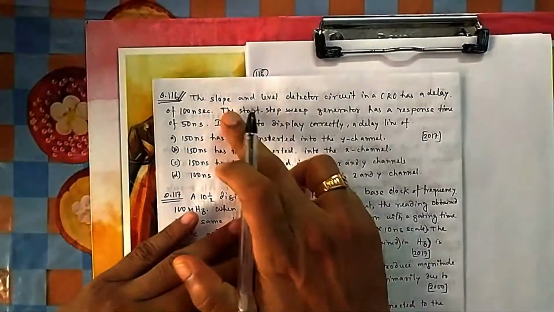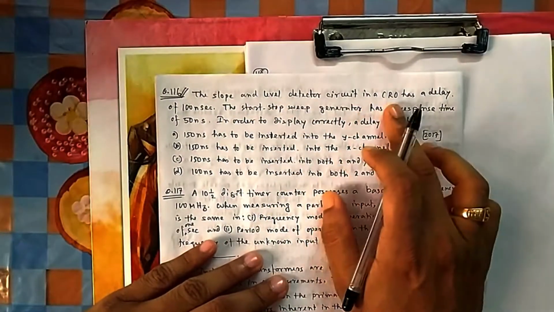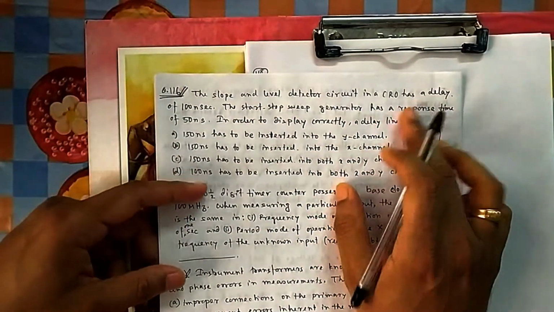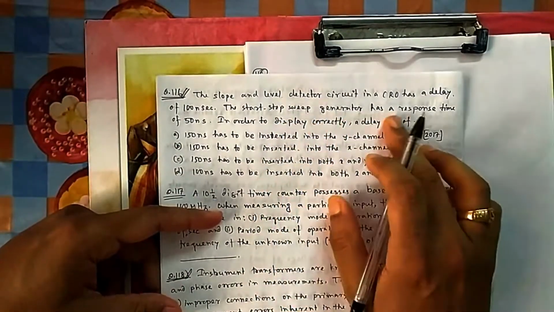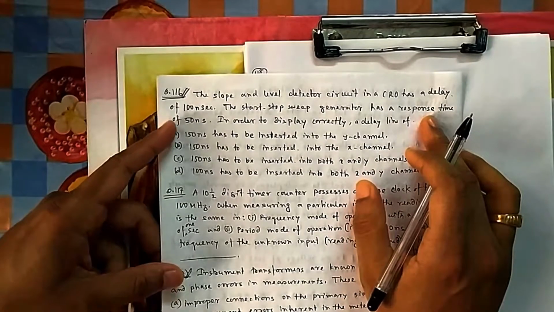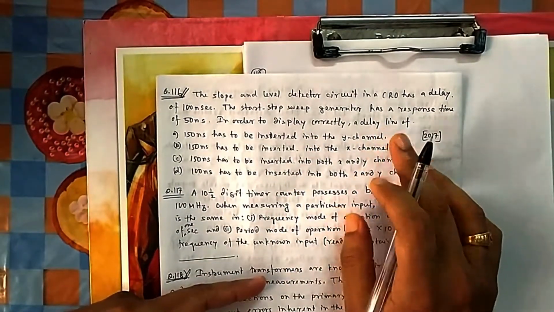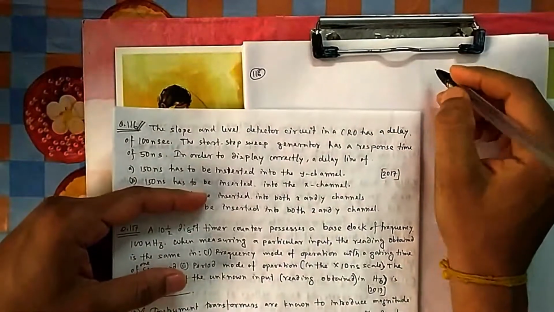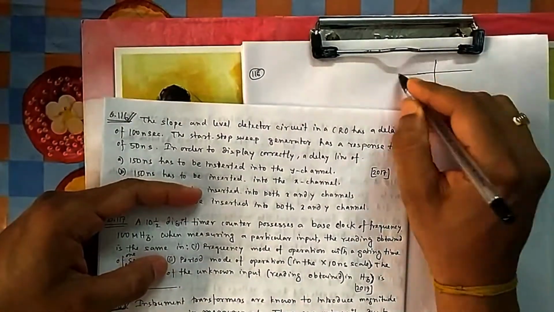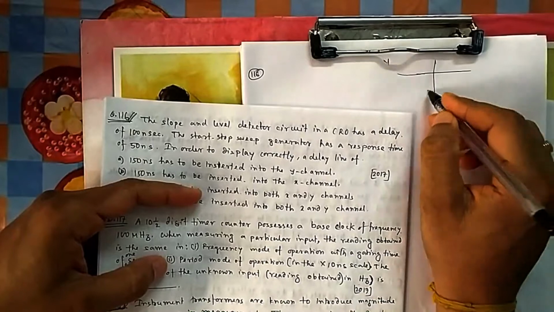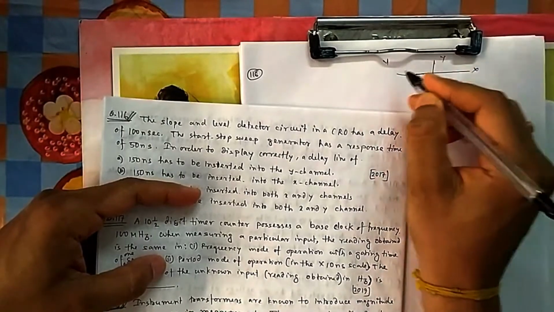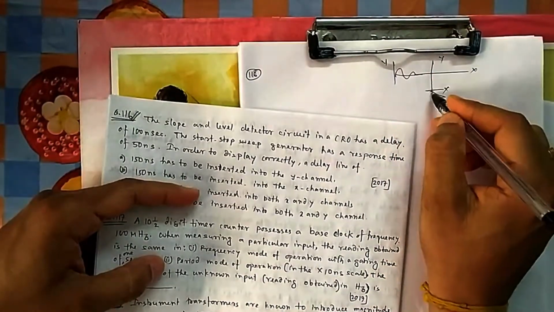So in question number 116, the slope and level detector circuit of a CRO has a delay of 100 nanosecond and the startup sweep generator has a response time of 50 nanosecond. In order to display correctly the delay time, your X channel and Y channel should be synchronized. This is your Y channel connected here, this is your X channel, and this is the output that we got. We have seen this type of waveform.